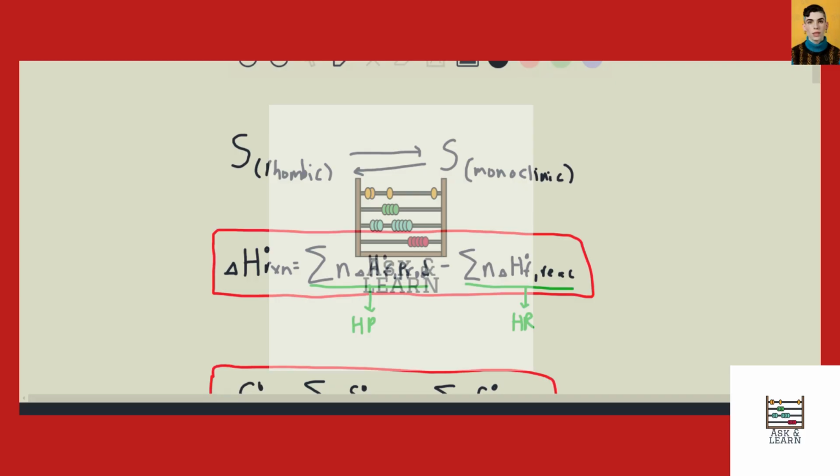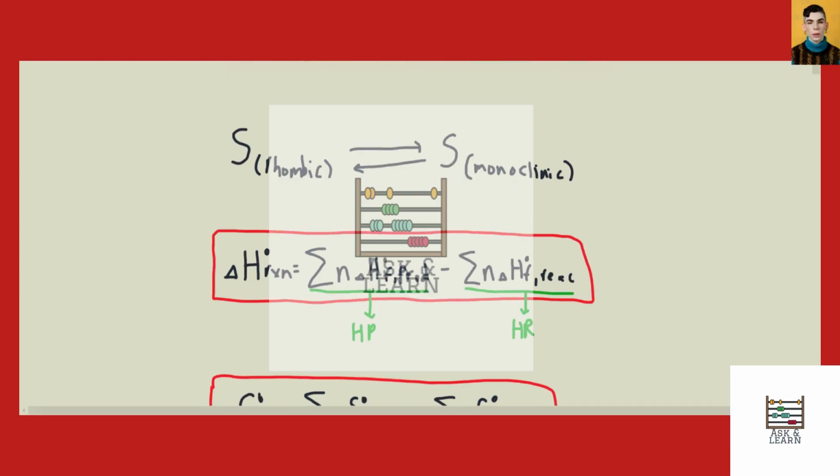We are given a reversible reaction between two different sulfur allotropes, and we want to find the values for the change in enthalpy, delta H, and change in entropy, delta S, for this reaction in order to help us determine at what temperature this reaction comes to equilibrium.